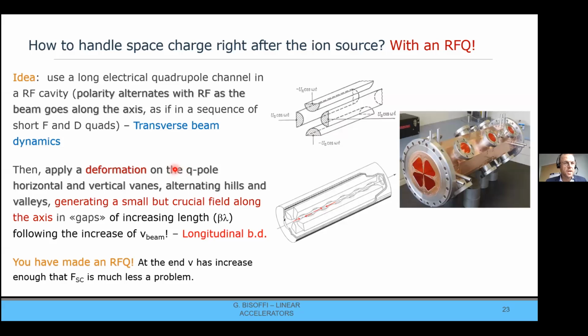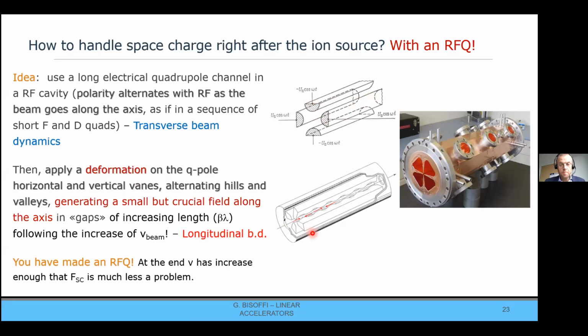So you use a long single electrical quadrupole channel in a radio frequency cavity, where the polarity alternates with radio frequency between opposite electrode couples. So you see here that there is a positive polarity on the horizontal electrodes, and the negative polarity on the vertical electrodes. And you change these with RF. So as long as your beam goes through, the polarity changes, and it is as if you were changing the polarity of a sequence of fixed focusing or defocusing electrostatic quadrupoles. So it works marvelously to keep the beam focused. Still, it does not give any acceleration.